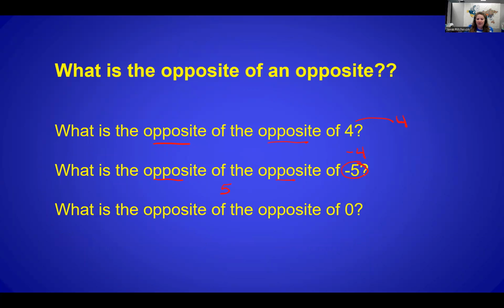What is the opposite of 0? Well, that's kind of a trick question. There's no such thing as negative 0. So the opposite of 0 is 0, and the opposite of that is 0. Okay, so hopefully you'll see in these two examples, the opposite of its opposite is the original number. The opposite of the opposite of negative 5 is negative 5. And if anyone asks you what's the opposite of 0, the answer is 0. There's no such thing as negative 0.